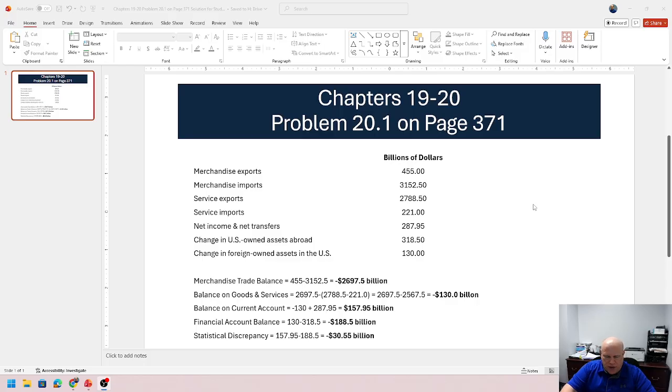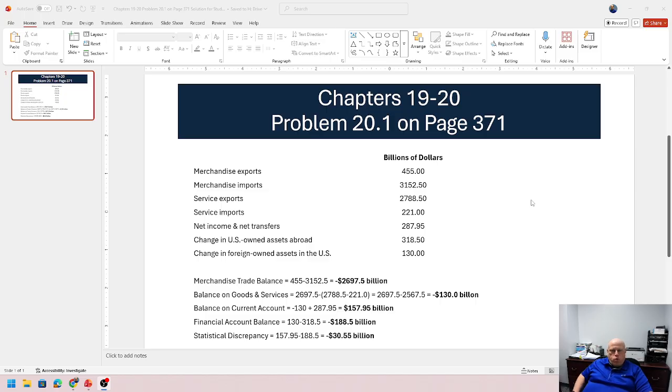What I'd like to do today is go over the correct answers for problem 20.1 on page 371 in the textbook. That was part of the chapters 19 through 20 assignment that I recently graded. I noticed that several of you didn't get the correct answers for that problem. So I'm going to go over each one of the correct answers with you very quickly here.